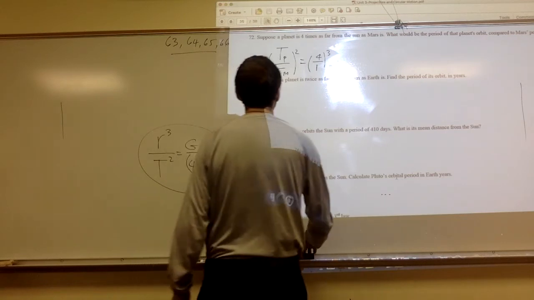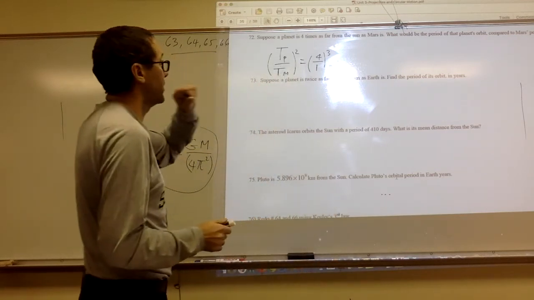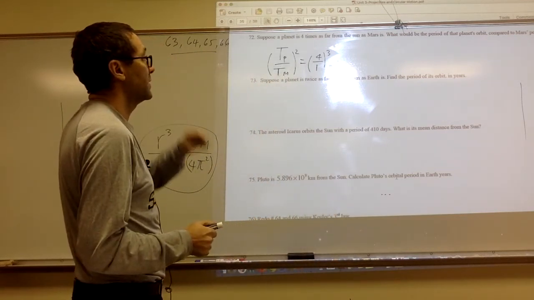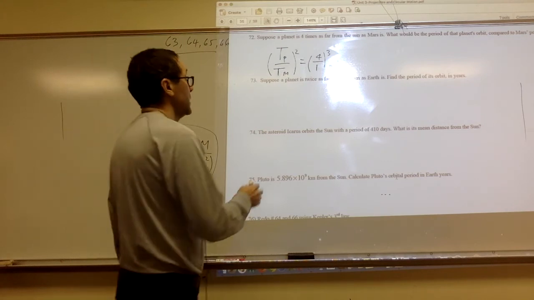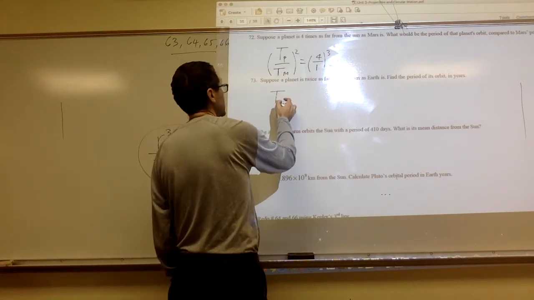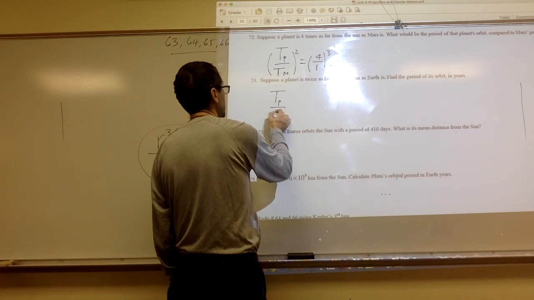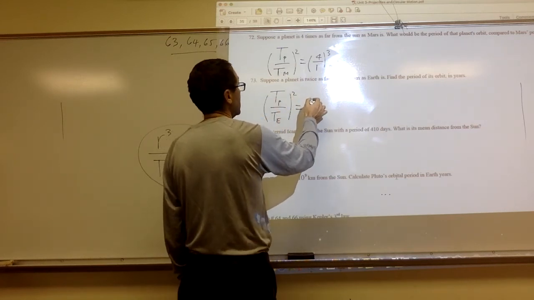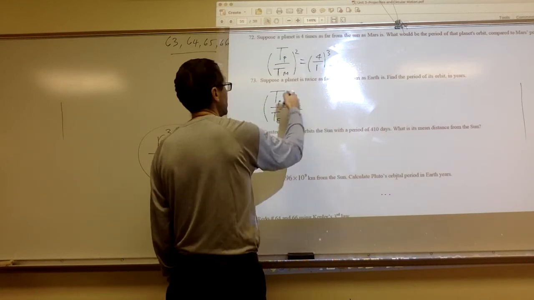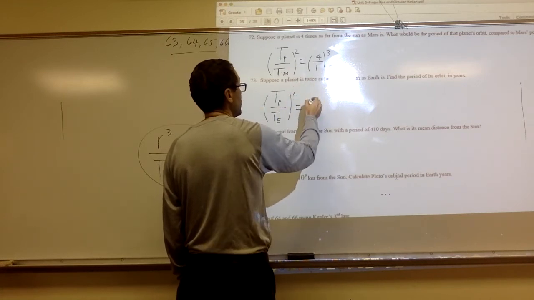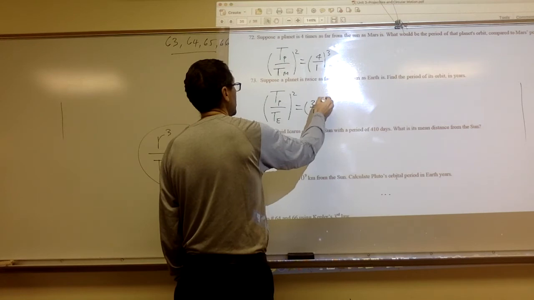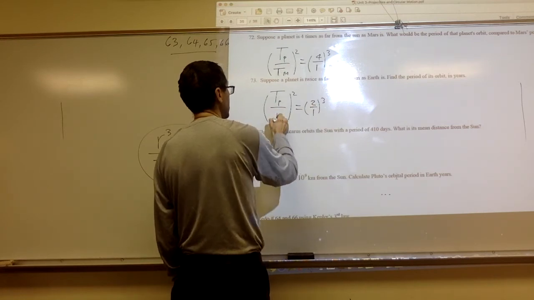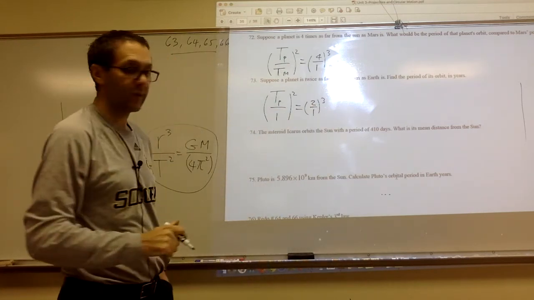Suppose the planet is twice as far from the sun as Earth is. Find the period in years. So I can just say, T of this planet over T of Earth, which is a 1, squared, equals, and I'll write the equation, but this is a ratio of 2 to 1. I would cube that, and I would make this a 1, and I should get the square root of 8.